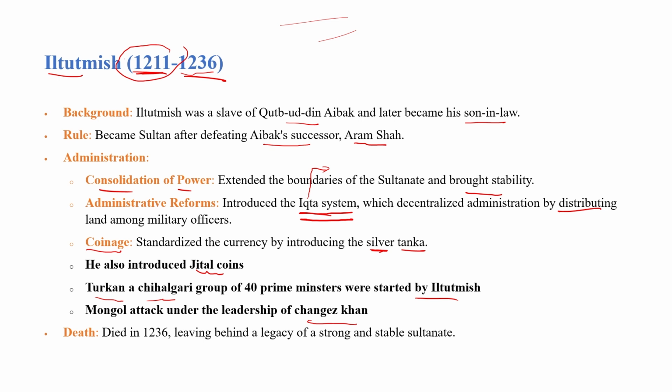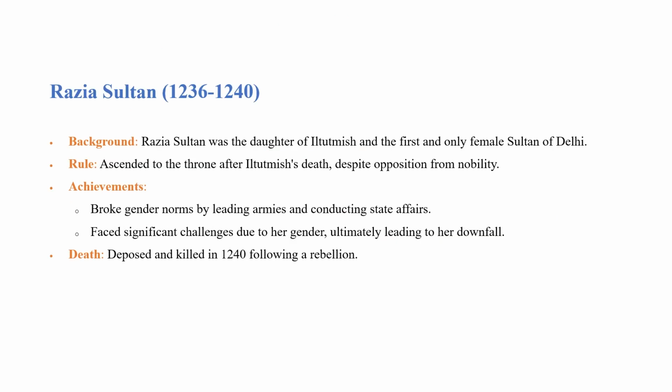Okay. So after the death of Iltutmish, his daughter Rajia Sultan became the next ruler. So now we have to discuss the empire during the time of Rajia Sultan, between 1236 and 1240. Rajia Sultan was the daughter of Iltutmish and the first and only female ruler of the Delhi Sultanate. The first female ruler in India, as well as the first Muslim female ruler, was Rajia Sultan. She ruled from around 1236 AD to 1240 AD, so she ruled around 4 years.